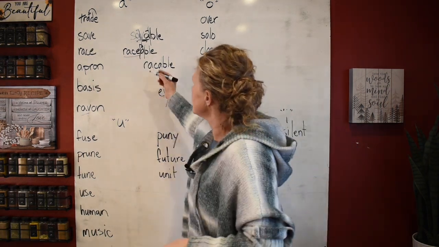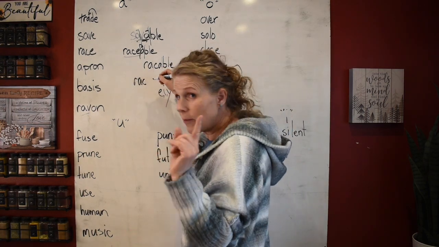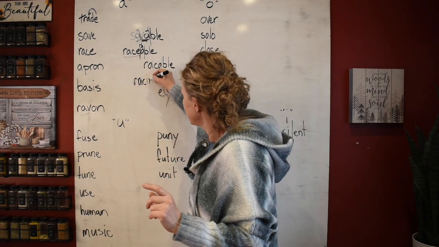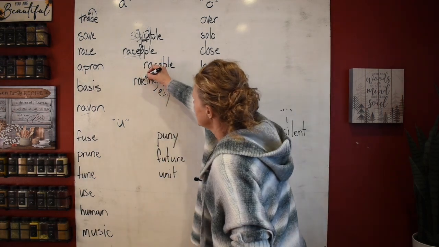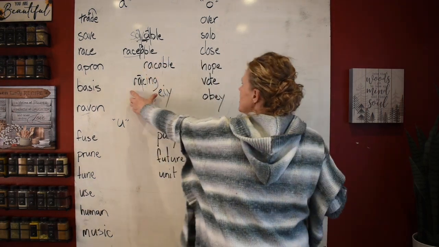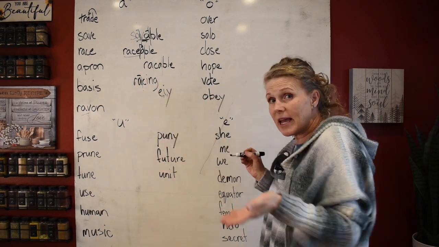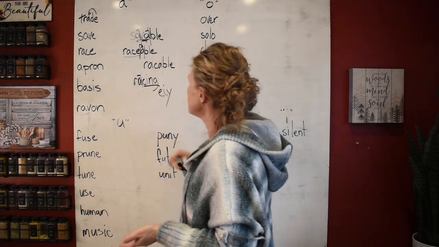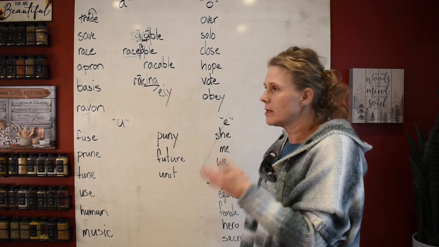But if we did racing, drop the E, and add on your vowel suffix, then in this word, it's going to break. This ends up being an open syllable that is forcing the A to say its long sound, and this is your unit syllable. So that's how you find that when you're reading different words.